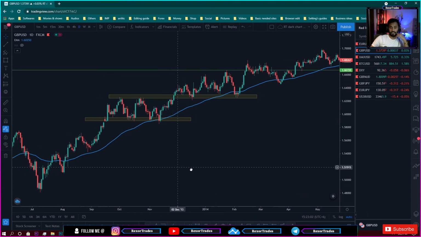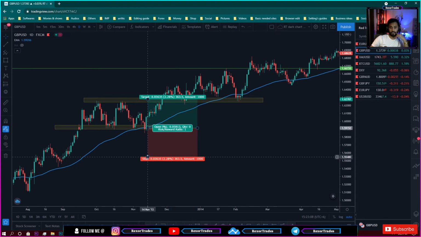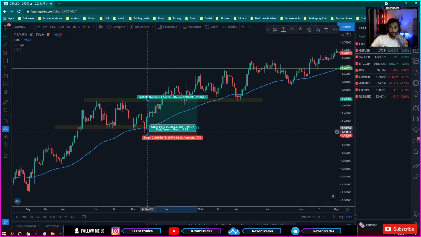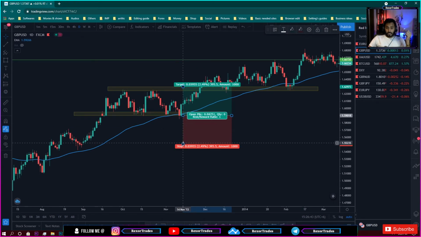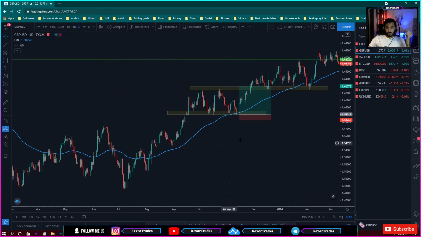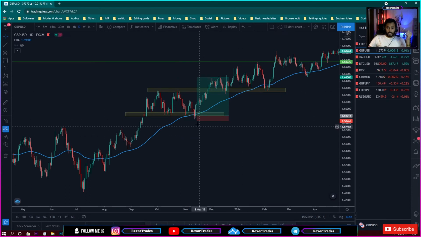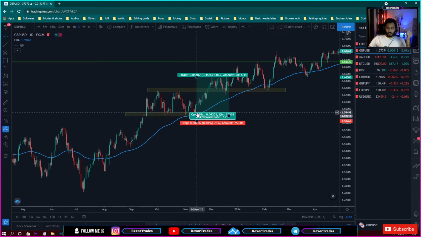So what I mean is that let's say you took an entry right around here, like this. Okay, let's say you took an entry right around at this point right here. Now after you entered here, you set your stop loss right around here. Now let's say after you took an entry, the price started going up like this. Okay, now where should you move your stop loss to?